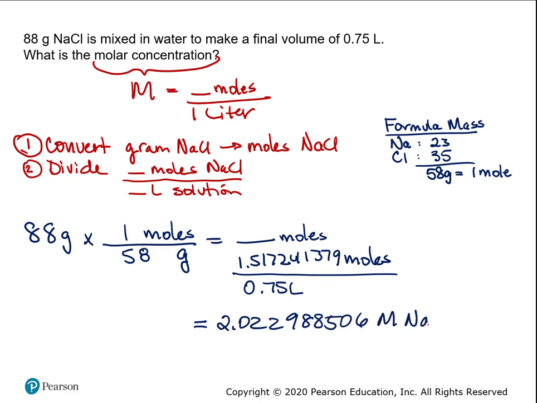2.022988506 molar NaCl, right? So moles per liter, capital M, same thing. Can I keep all of those now? Because that's my final answer. 88 has how many significant figures? 2. So 88 has 2 significant figures. 0.75 has 2 significant figures. So when I come down here, 2.0, 2 significant figures. The next number is a 2. So all of that rounds down. So I would just say this is 2.0 M NaCl. That is the concentration of this solution.